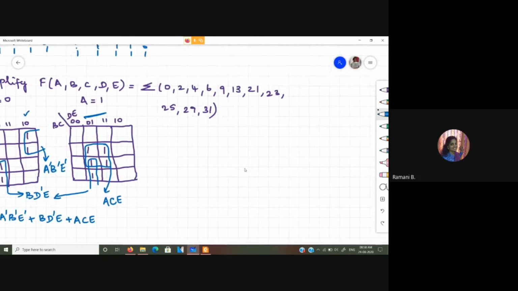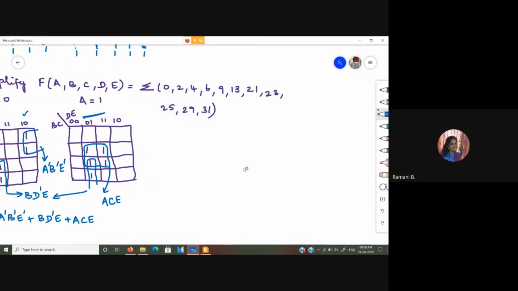We shall see the other method also, so that you can take whichever method you feel comfortable with. Some of them will feel this entire table thing comfortable. Some will feel this one to be comfortable. So it's up to you. You can choose anything because final answer is going to be the same.